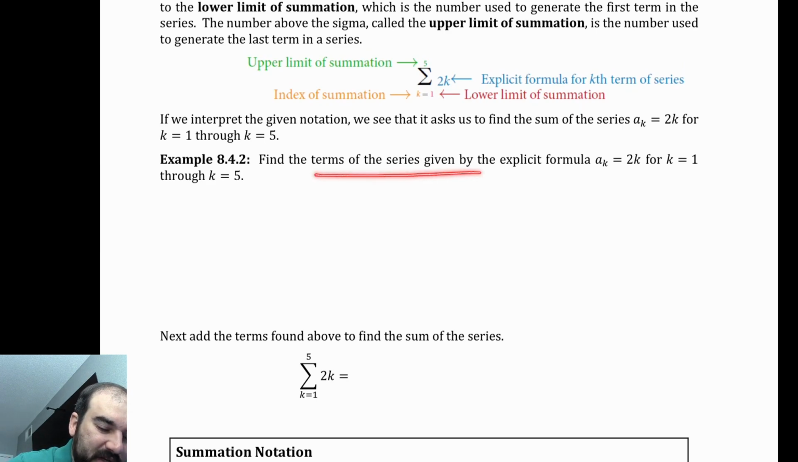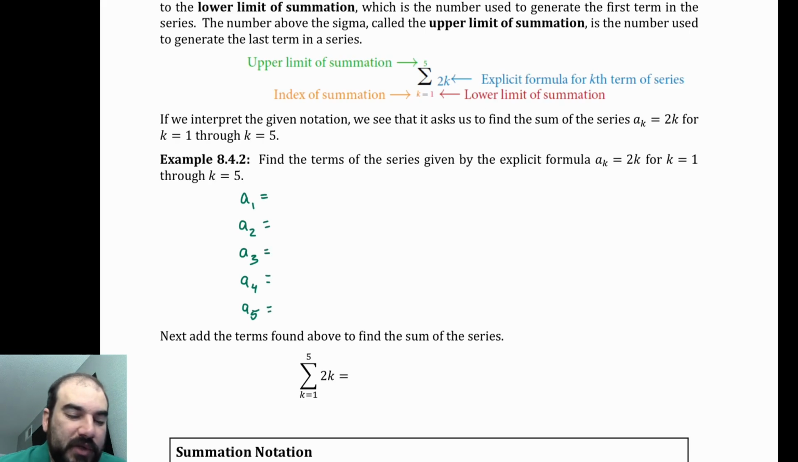Find the terms of the series given by the explicit formula a sub k equals 2k. So our explicit formula is 2 times k. We want to start at 1 through 5. So what that means is we're going to write out the first 5 terms, essentially a sub 1, a sub 2, a sub 3, a sub 4, and a sub 5 as the first 5 terms of this series.